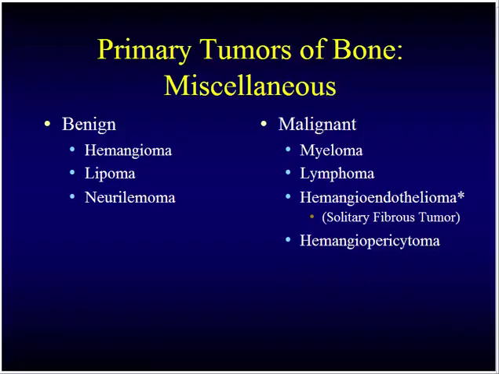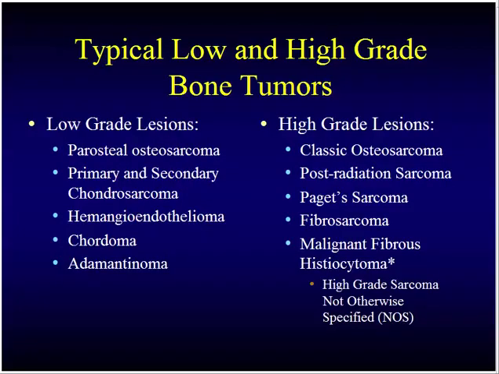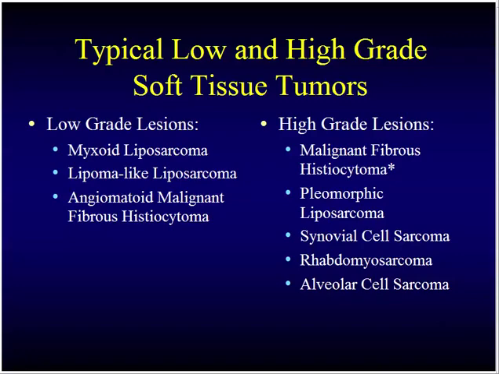Again, here's another one that's changed. Hemangioendothelioma, the pathologists don't call it that anymore. It's now solitary fibrous tumor. But again, for your purposes, I wouldn't worry too much about it. And then they're classified as typical low-grade and high-grade lesions, and same thing with soft tissue. So I've got these listed in here just so you get an idea of how things are separated for nomenclature.